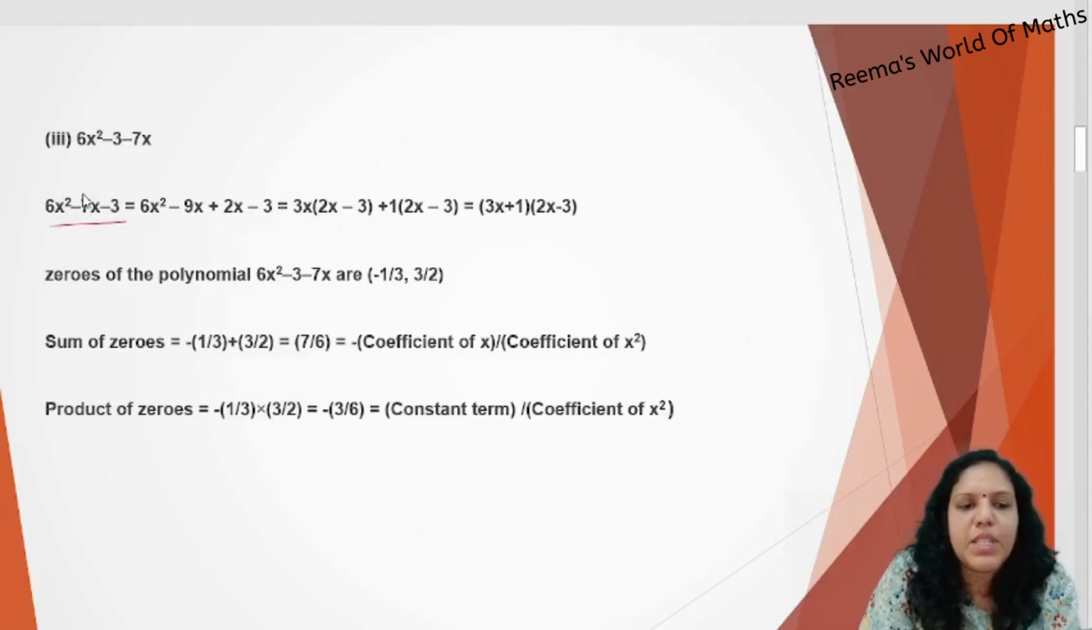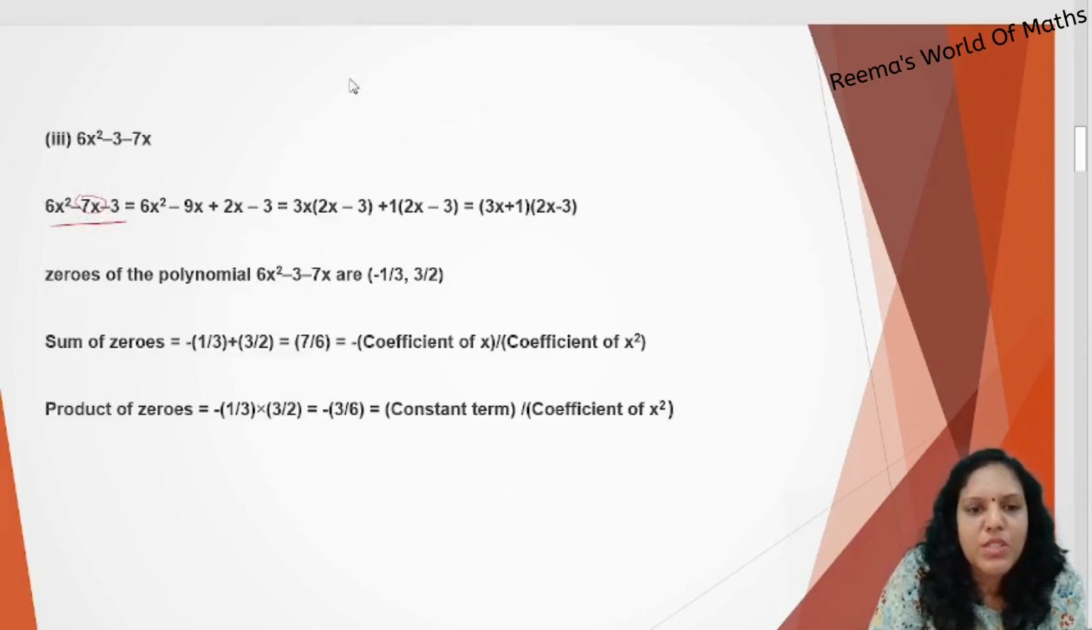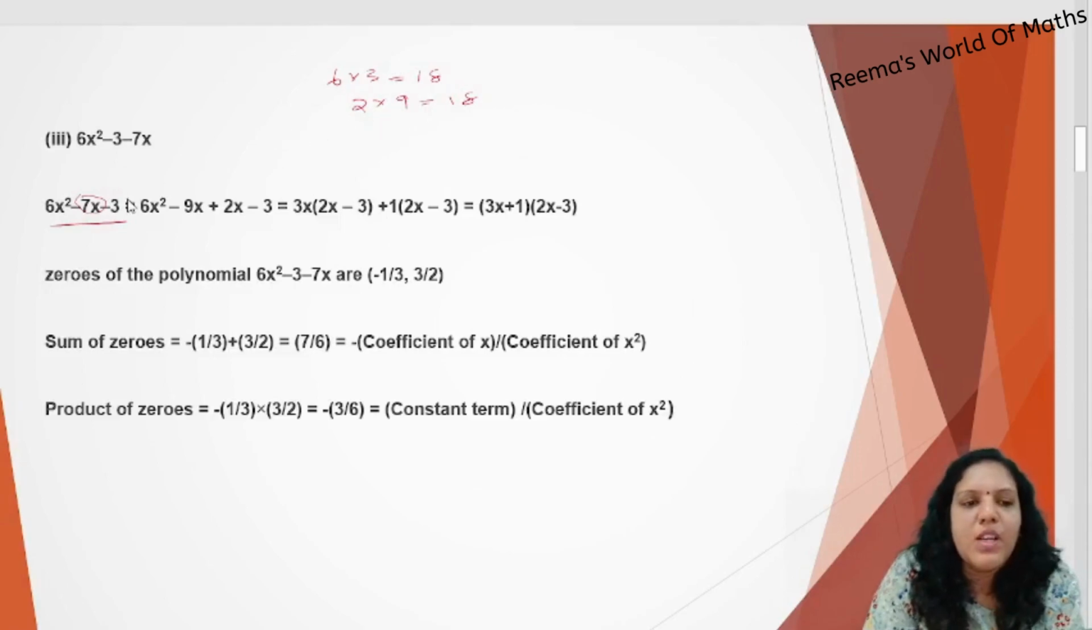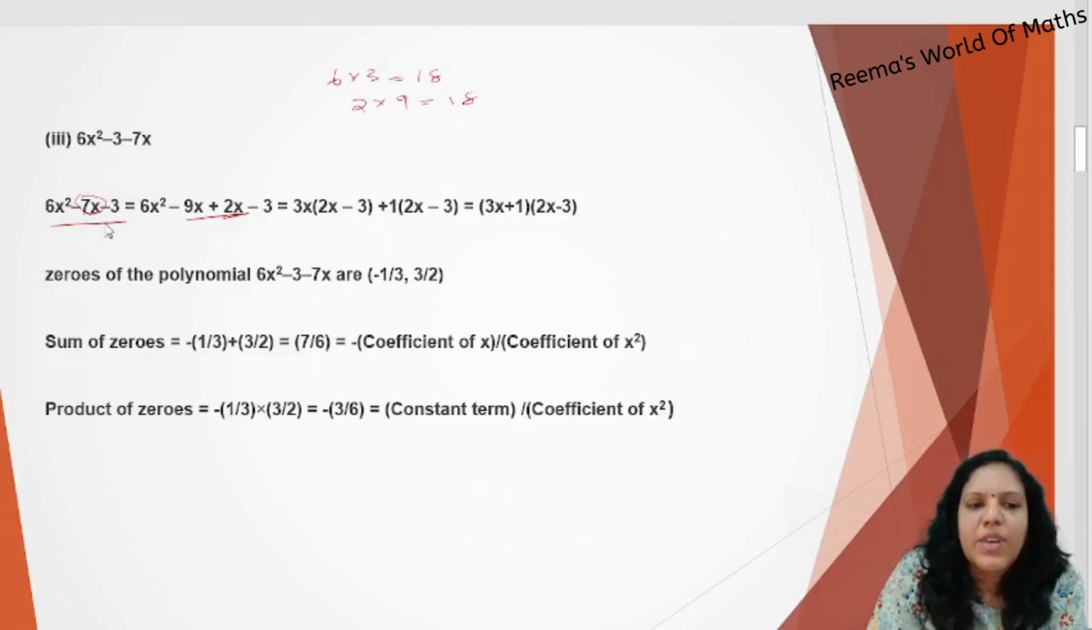Again we are splitting the middle term using the splitting the middle term method. The product of the constant and coefficient of x squared is 6 multiplied by 3, which is equal to 18. 18 can be written another way as 2 multiplied by 9. So we can make 7x by using this 2 and 9. We have split the middle term to 6x squared minus 9x plus 2x. So we have split minus 7x as minus 9x plus 2x. So after splitting, the polynomial is 6x squared minus 9x plus 2x minus 3.